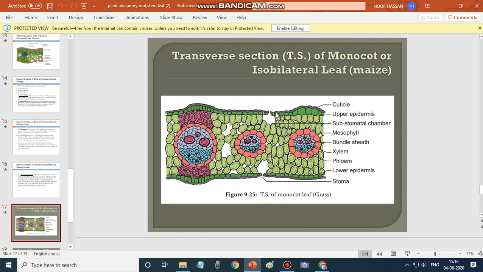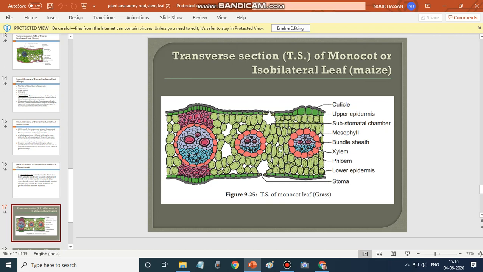Cuticle is present on the outer wall, and stomata are present on both upper and lower epidermis, because in a monocot leaf both the sides, dorsal and ventral, are almost equally exposed to sunlight. So stomata are present both on the dorsal side and ventral side. Some cells of the upper epidermis are large and thin walled, and they are known as bulliform cells. You can see some bigger cells which are called bulliform cells. They are larger in size.